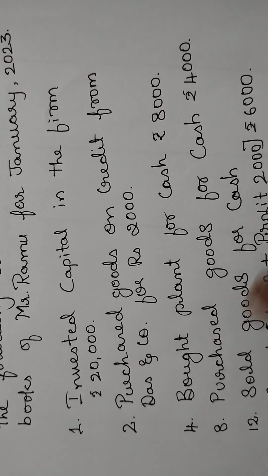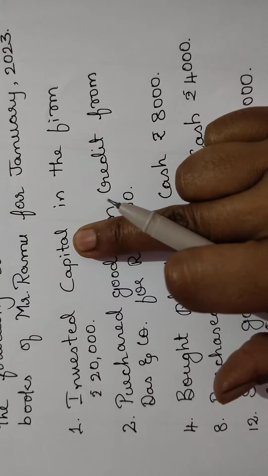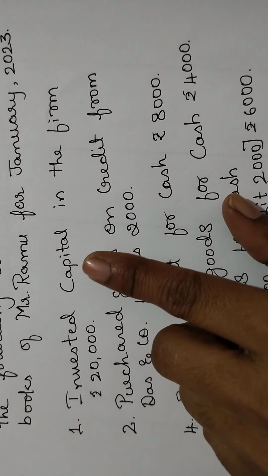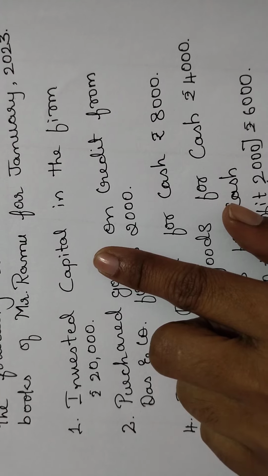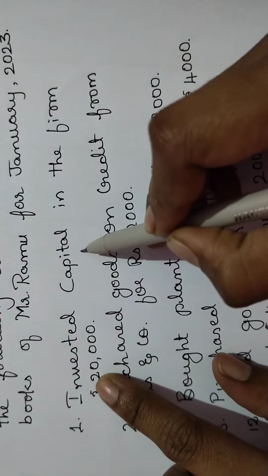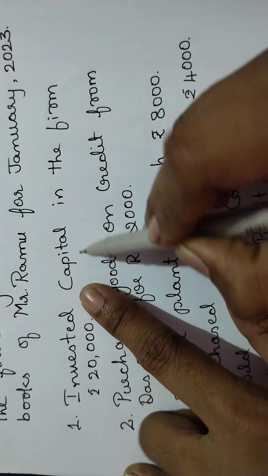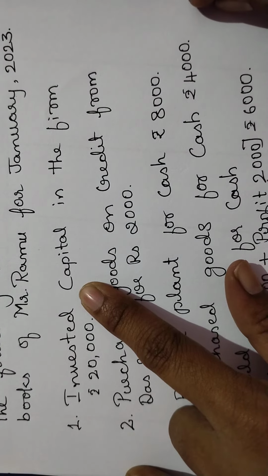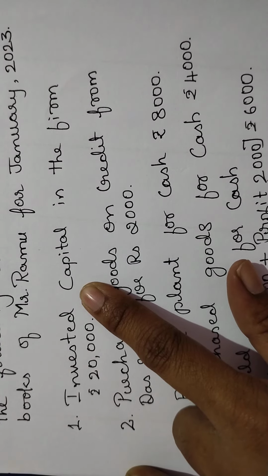Now what is the first entry? Invested capital in the firm 20,000. See here, two accounts are affected. Ramu invested capital. What is capital? Capital means whenever you are starting a new business, whatever amount you have invested in the business is called capital.